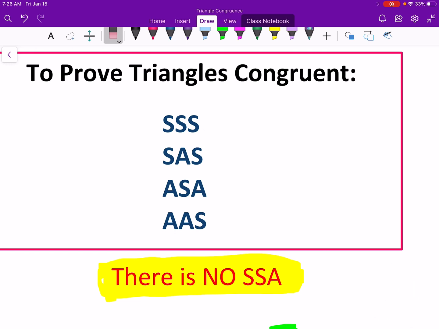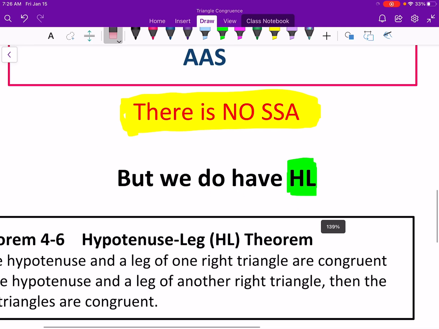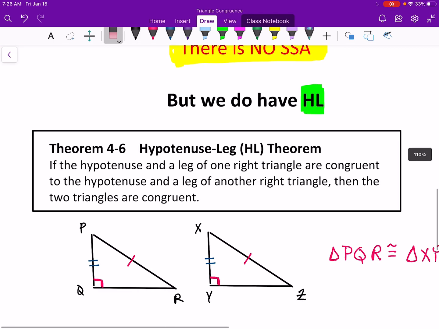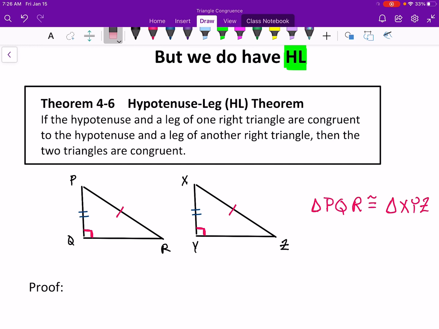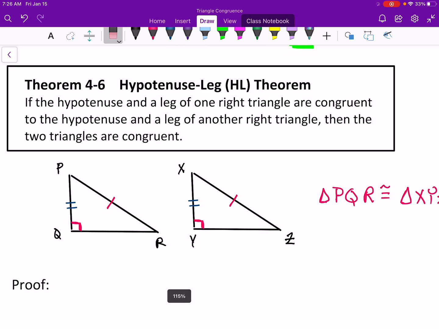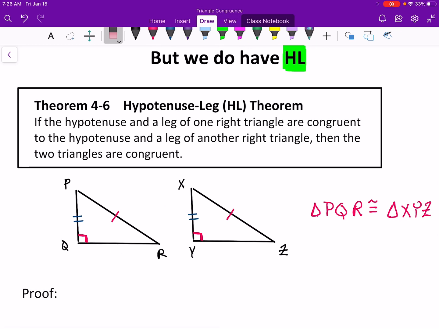What we do have is something called HL. H stands for hypotenuse, L stands for leg. If you look at the pictures, it kind of looks like an SSA, a side, side, and an angle. And I guess you could say it is, but it's a particular kind of side-side-angle. So we don't say SSA because it doesn't work in general. It only works if the angle is a right angle, and the two sides are a hypotenuse and a leg. A hypotenuse is the side across from the right angle.